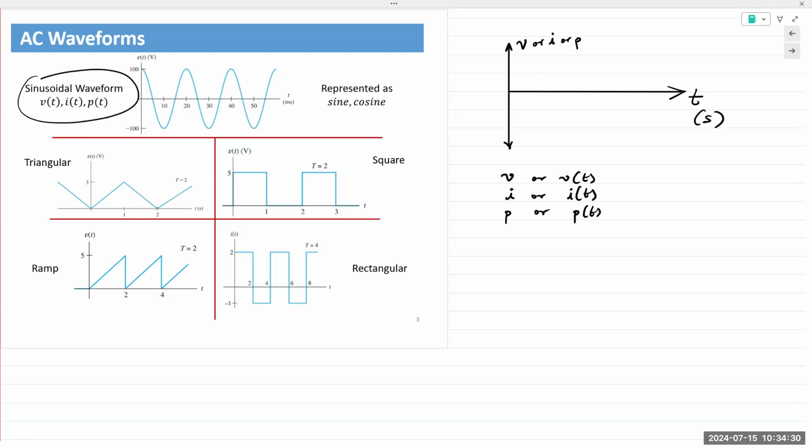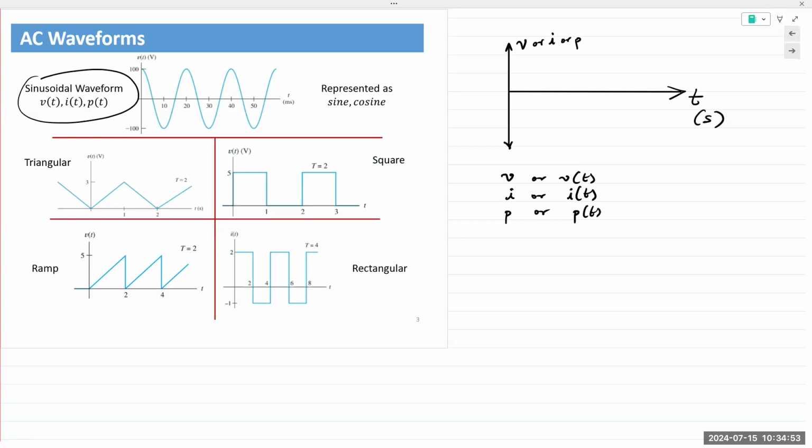This is different from the response that we studied in the previous chapter. Transient response, we said, has a nonlinear relationship with time, but that is different. This is a source where the source has a constantly changing value.